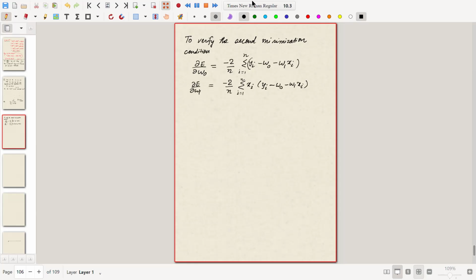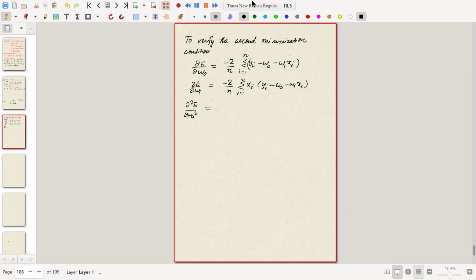Now what do we want to solve? We want to find the second derivative, which should be greater than 0, the complex equation that we are solving. So each component we have to find. What is this quantity? Can anyone say? You have to differentiate this again with respect to W0. Every quantity is differentiated with respect to this one.